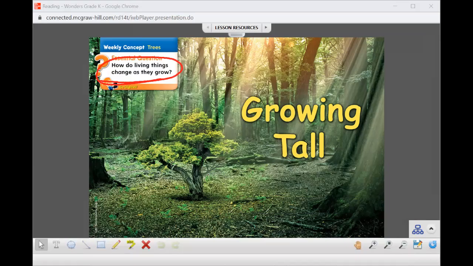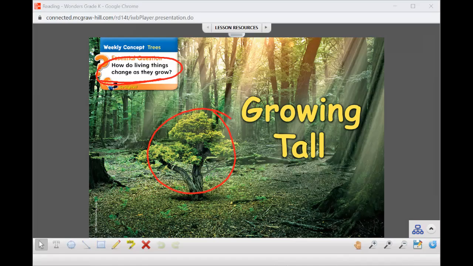It shows many different trees. The older trees are taller and the younger one is smaller. Look at this tree. It's smaller than the other trees. So, do you think that tree is going to grow to be a big tree? Maybe. Can you describe the trees in this picture?